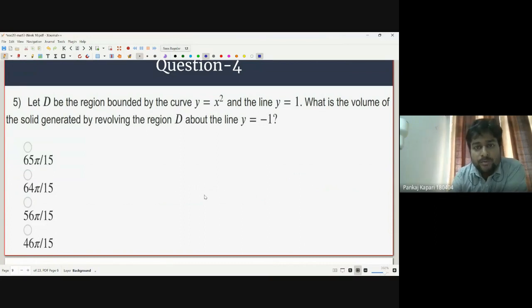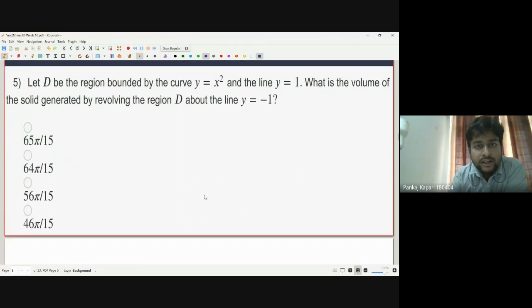This is the fifth problem, and here again you have to find the volume of a solid which you get after you revolve some region. So we will find this region. Basically, this region is given. Let me draw this region, and we are revolving this region about y equal to minus 1.